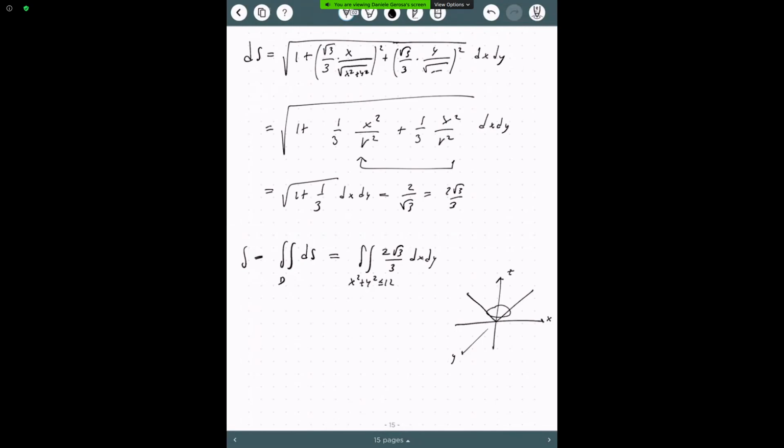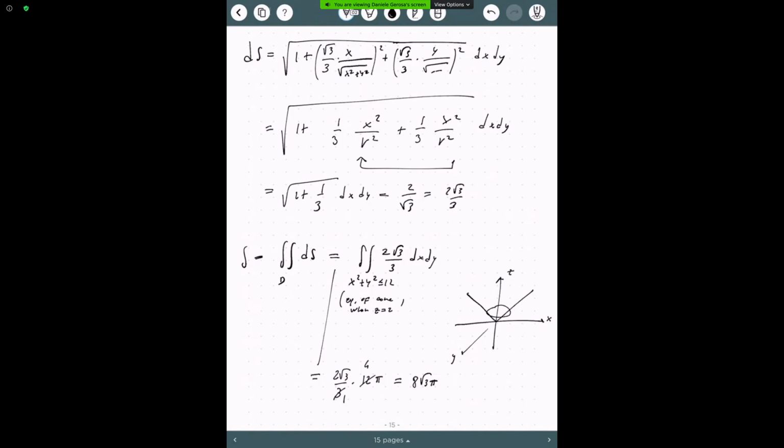This is the equation of the cone when z is equal to 2. So this is our domain of integration. Now this is again a constant thing. We get 2 square root of 3 divided by 3 times the area of that. The radius is the square root of 12, but we have to square it, so we get 12 times pi. You can simplify, you get a 4 here, you get 1. So the solution is 8 square root of 3 pi. This is the surface area of that portion of the cone. Questions about this?